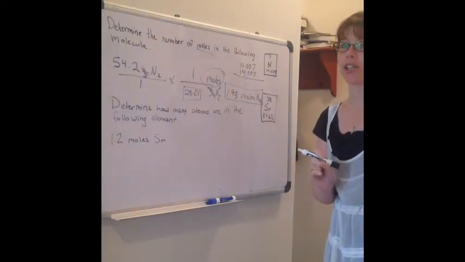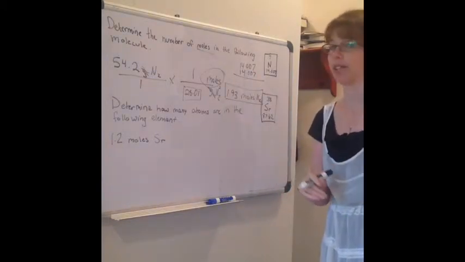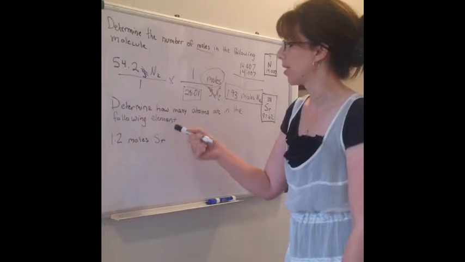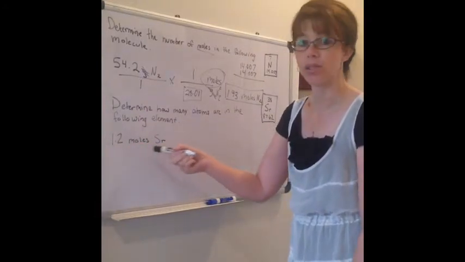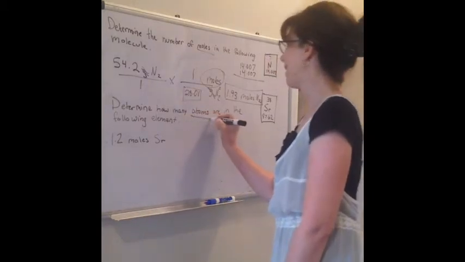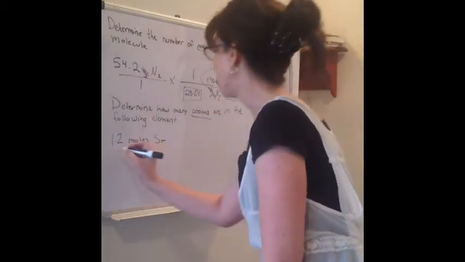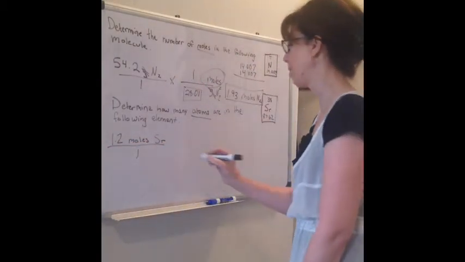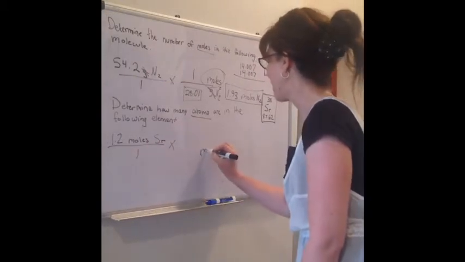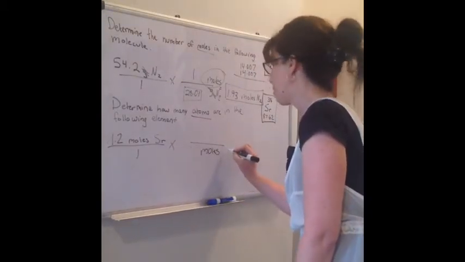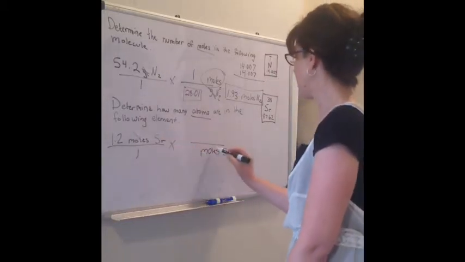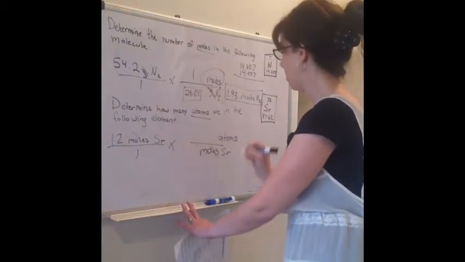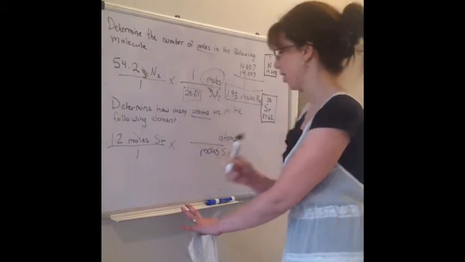Go to the very last section of your paper. This is the easiest section of them all, even if it looks scary. Determine how many atoms are in the following element. We're given 1.2 moles of strontium, and we want to know how many atoms there are. Again, I'm going to take my whole number and put it over 1, just so I can visualize my fraction. I want to get out of moles of strontium so that I can cross-cancel and put my final answer into atoms. Here is the easiest part for all 3 of these questions.